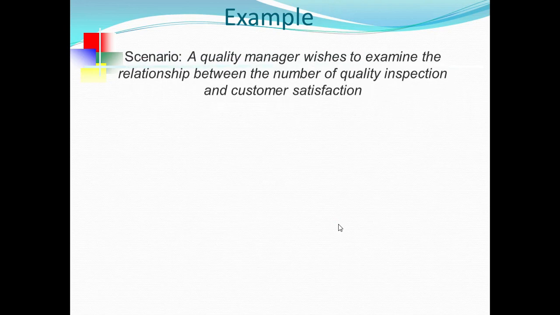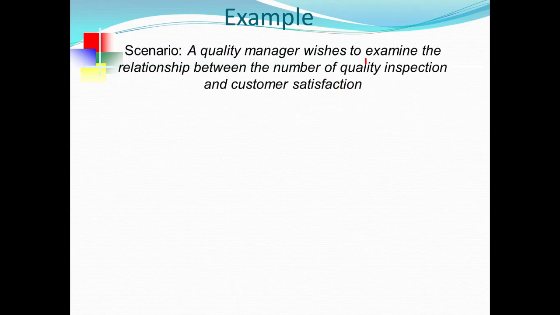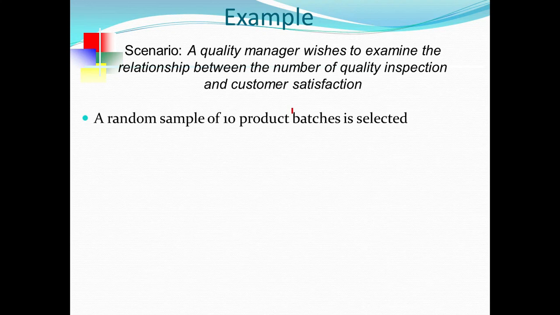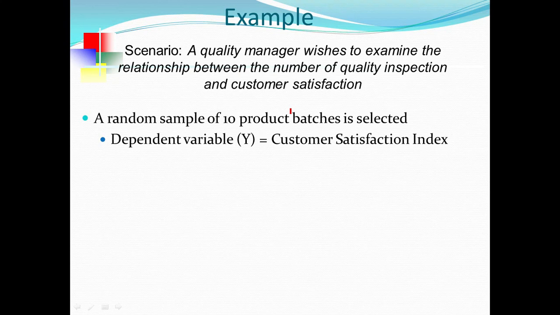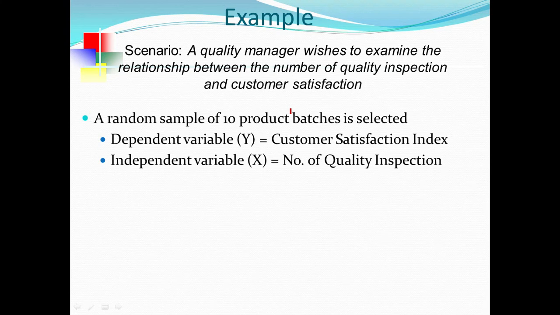Let's go to this example. Let's say we have this scenario. A quality manager wishes to examine the relationship between the number of quality inspections and customer satisfaction. A random sample of 10 products is selected, and here the dependent variable is the customer satisfaction index, and the independent variable is the number of quality inspections.